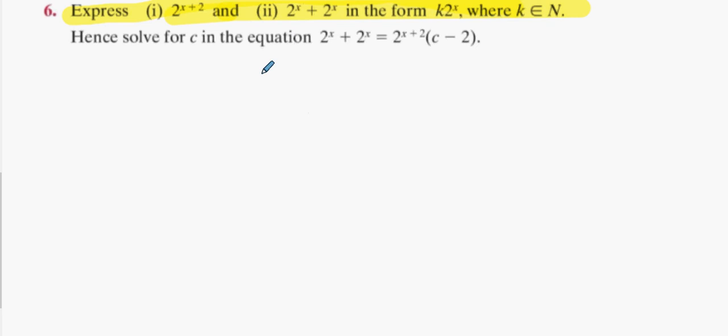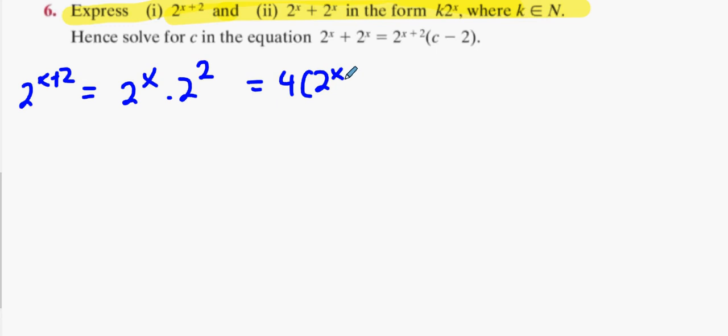And all you need to do is separate out 2 to the power of x and 2 to the power of 2. Everybody on board so far? What is 2 to the power of 2? 4. So it's 4 2 to the power of x's.